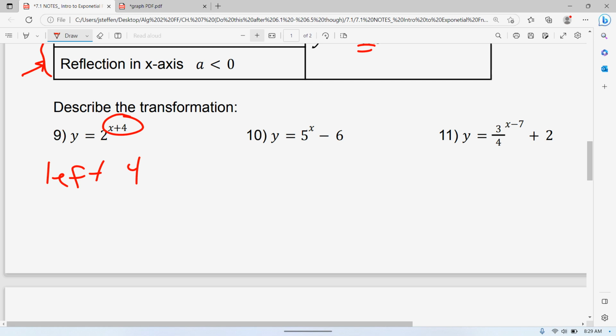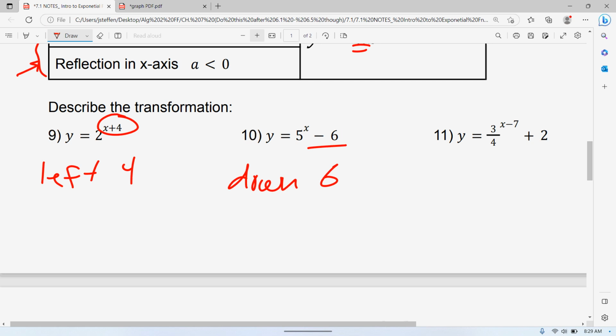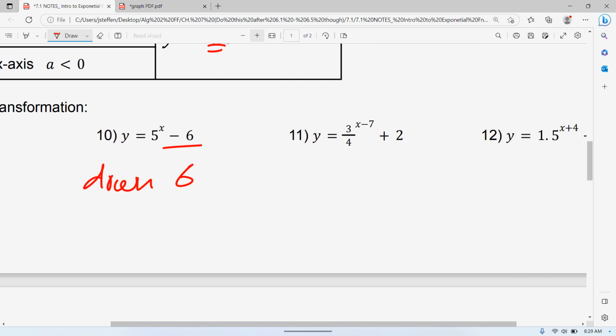Number 10, we have 10 raised to the x minus 6. The minus 6 means we go right 6. Again, the number in front doesn't tell us anything about the transformation. That's the base number. Number 11, we have minus 7, so you go to the right 7, and then the plus 2, you go up 2. So you have 2 of them for that one.